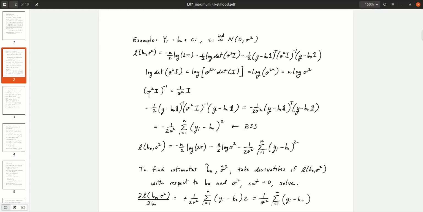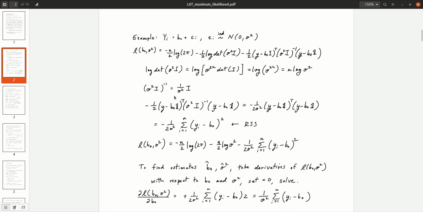The other piece we have to compute is the inverse of sigma squared I. The inverse of that matrix is just 1 over sigma squared times I. How do you check that? Multiply that by sigma squared I and verify that you get the identity matrix. So you can check that yourself, but that's an easy one.